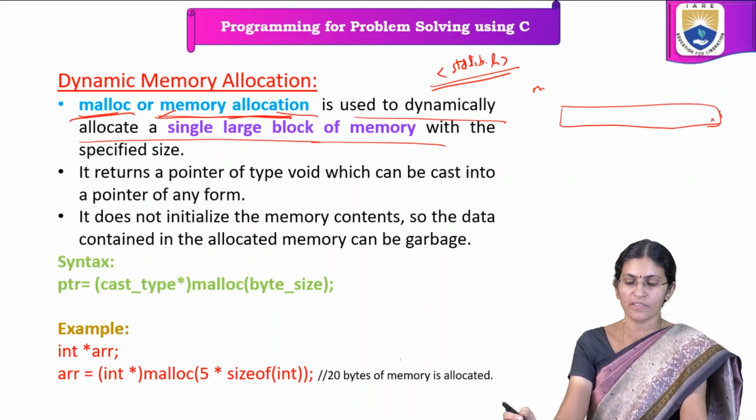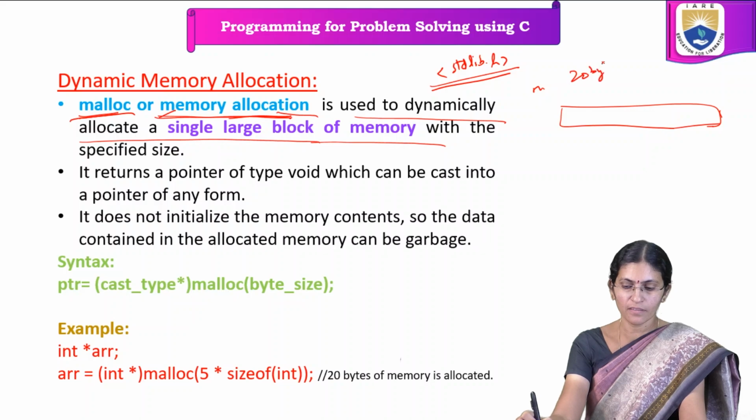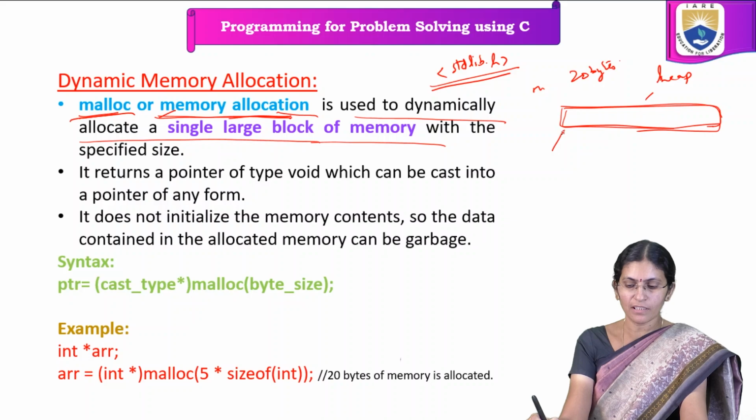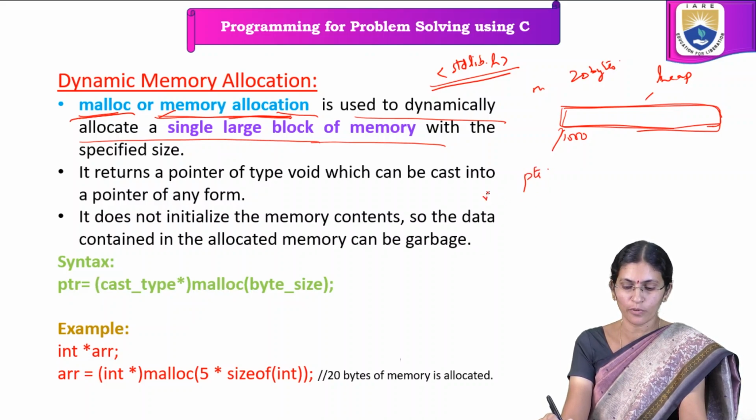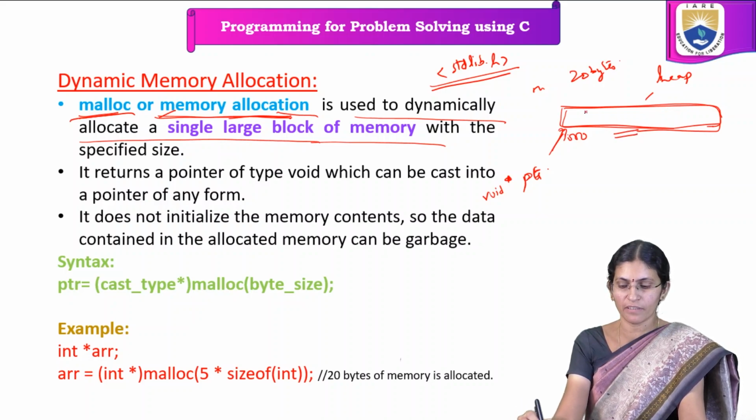Suppose the user is requesting to allocate 20 bytes. It will allocate 20 bytes of memory in the heap segment, and then it will return a void pointer to the starting address, suppose it is 1000. This ptr is of type void pointer. Why? Because malloc doesn't know what type of data will be stored here. Therefore it returns a void pointer.